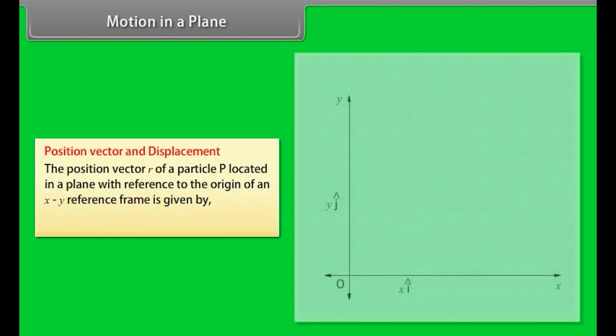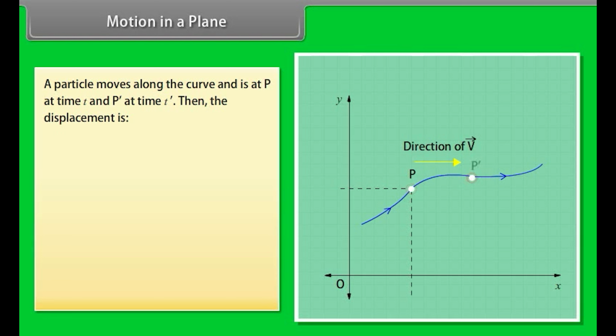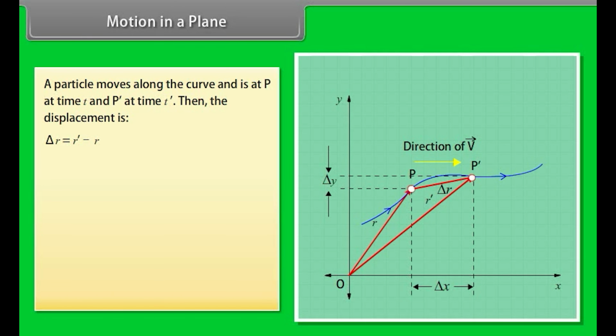Motion in a plane. Let's see motion in two dimensions using vectors, position vector and displacement. The position vector R of a particle P located in a plane with reference to the origin of an XY reference frame is given by R = xi + yj. A particle moves along the curve and is at P at time t and P' at time t'. Then the displacement is ΔR = R' - R. By putting values, we get ΔR = iΔx + jΔy.